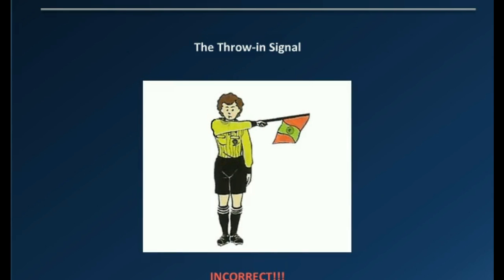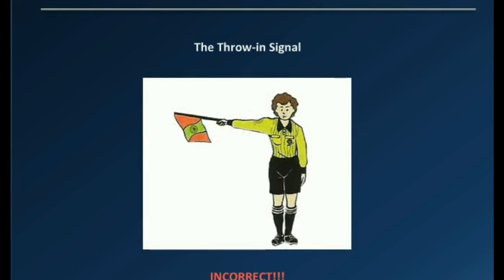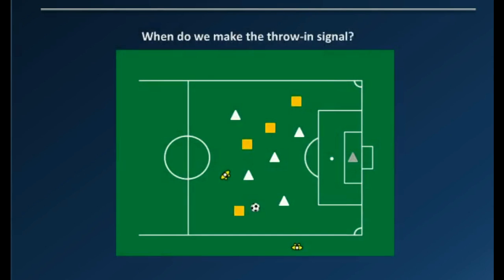Also, please be sure to raise the flag at 45 degrees off the vertical, not 90 degrees, or parallel to the ground. This is not the correct signal either. Do not snap the flag. This is unnecessary. Logically, we make the throw-in signal when the ball leaves the field over the touchline on our side of the field, but it's a bit more complicated than that.